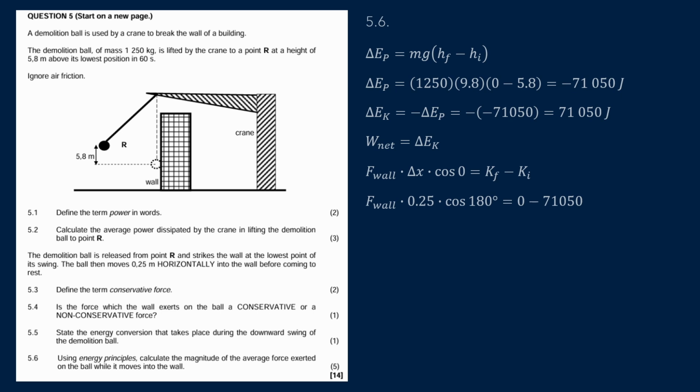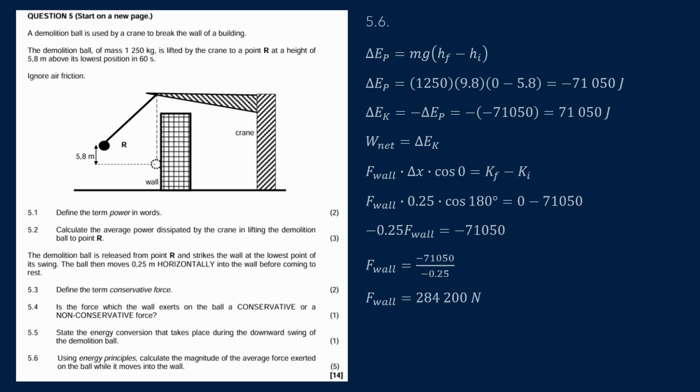because the force that the wall exerts on the ball opposes the motion of the ball, and hence the angle is 180 and not 0. And they are all equal to 0 minus 71,050 joules. Simplifying that further, I get negative 0.25 multiplied by F wall is equal to 71,050 joules, and hence the force exerted by the wall is equal to negative 71,050 divided by 0.25, and that is equal to 284,200 newtons. And we are done with that particular question.